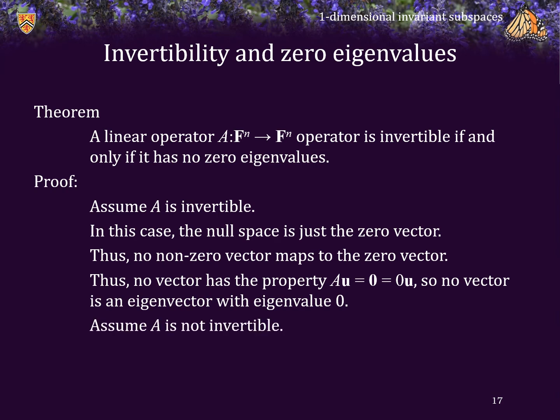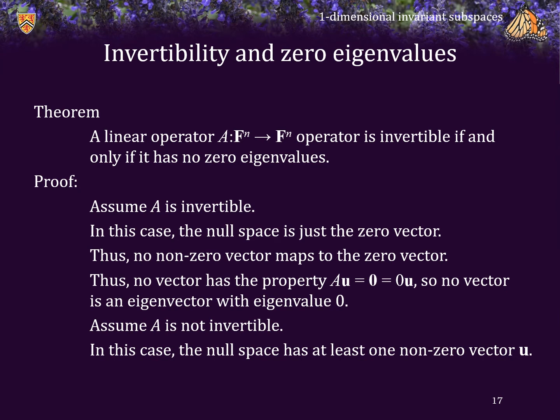On the other hand, assume A is not invertible. In this case, the null space has at least one non-zero vector in it, U. Thus, A applied to U is equal to the zero vector, which is equal to 0 times U, and thus A has a 0 eigenvalue.